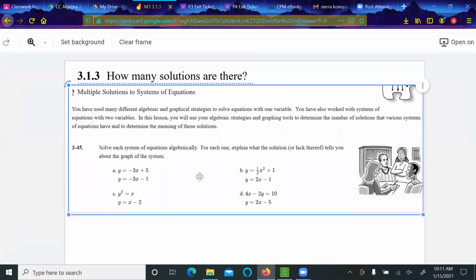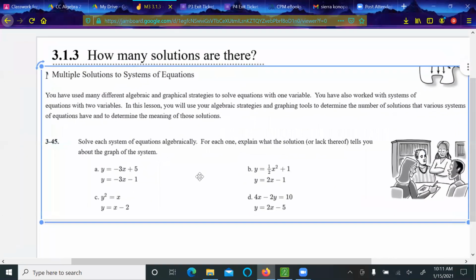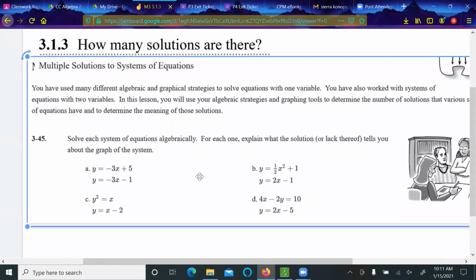So I'm going to make this one a little bigger. Ooh, I did not know I could do that. That is great. Isn't that great? Now can you guys see it better?